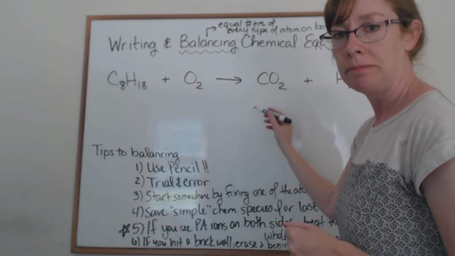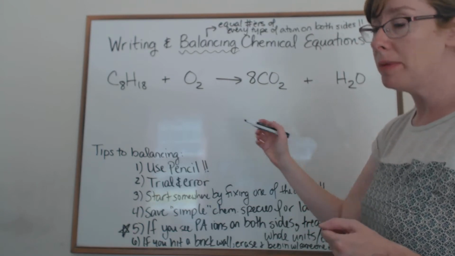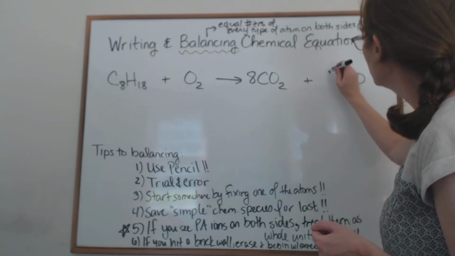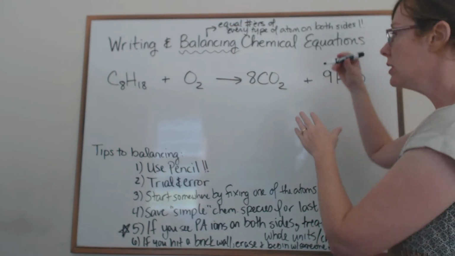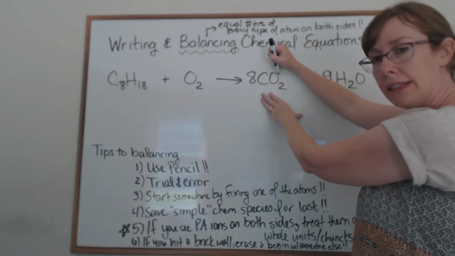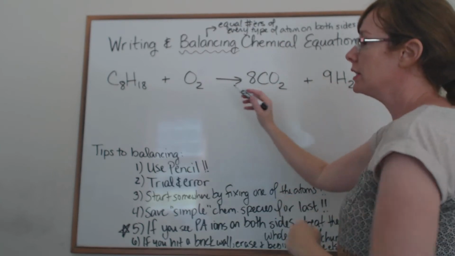8 carbons. Let's put an 8 right here. That fixes carbon. 18 hydrogens. How do we get 18 hydrogens? 9. That gets us 18 hydrogens. Now, how many total oxygens do we have? Well, let's see. I've got 9 from him, and I've got 16 from him. So that's 25. 25 total oxygens.